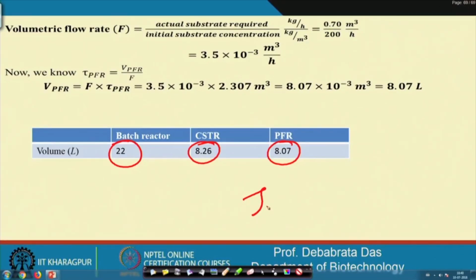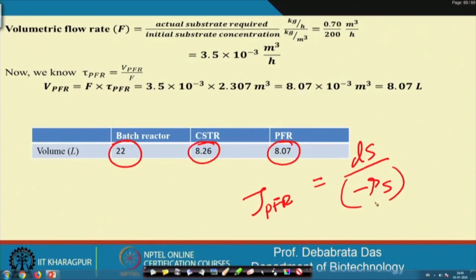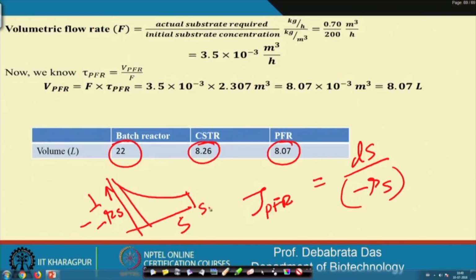Now, the question comes, how can this plug flow reactor be replaced by CSTR? If you look at what we have done, for the plug flow reactor, tau is equal to the integral of ds by minus rs. Am I right? So, if you plot minus 1 by rs versus s, from S0 to S, the area under this curve is what we consider as tau plug flow reactor.